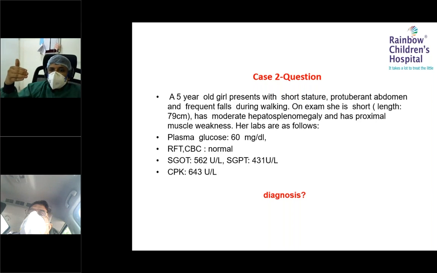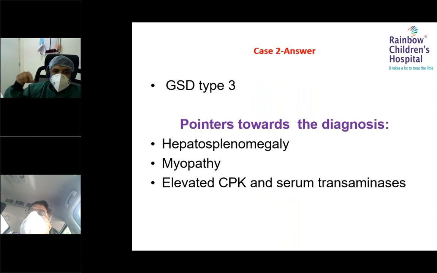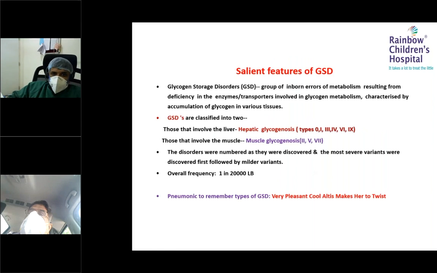So, girl child, abdomen distension, myopathy, elevated serum transaminases with elevated CPK. So, this may point towards the diagnosis of either a mitochondrial disorder or it could be a glycogen storage disorder, right? So here it points towards the diagnosis of GSD type 3. The reasons being the hepatosplenomegaly, myopathy, and the elevated CPK and the serum transaminases.